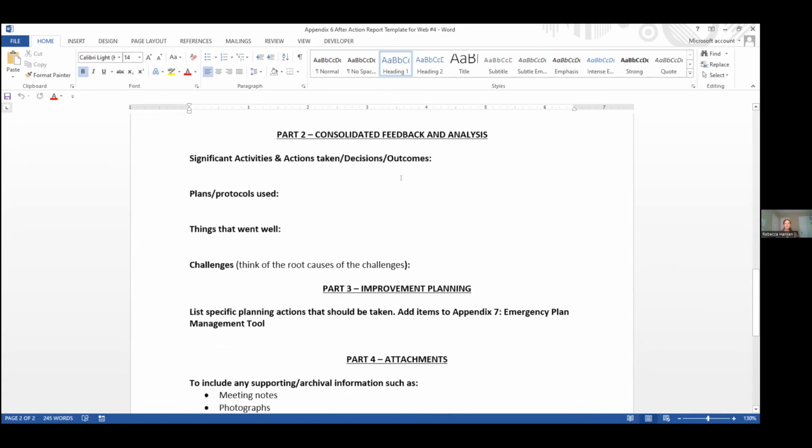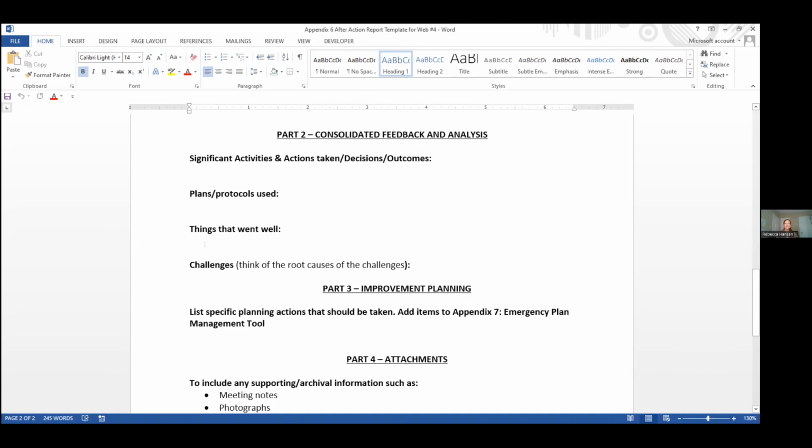The second part of this report would include what we call consolidated feedback and analysis. Part two would be where you're documenting all the information that came in from the people providing feedback. So you would capture here what people found to be significant activities or actions taken. What kinds of plans and protocols and procedures did people use during their response? And then, really importantly, these two things: what went well, what works, and how you responded as an organization. And then what were some of the challenges? What were things that didn't go so well that you did as an organization?